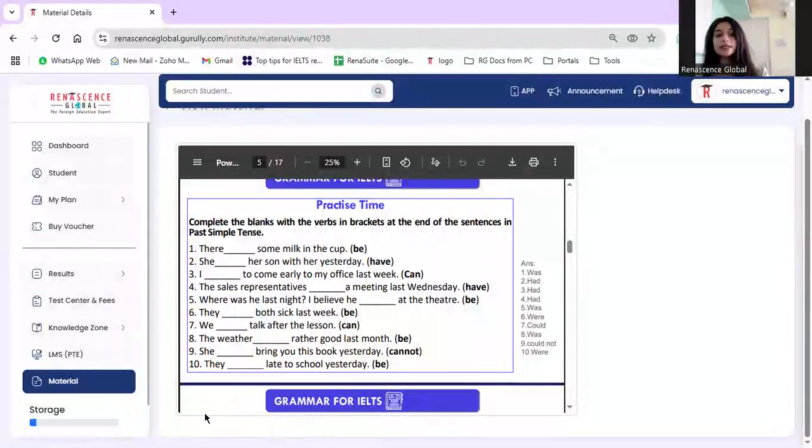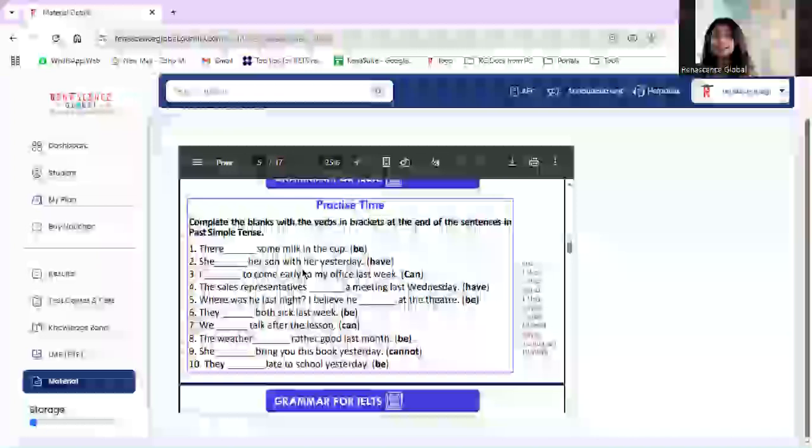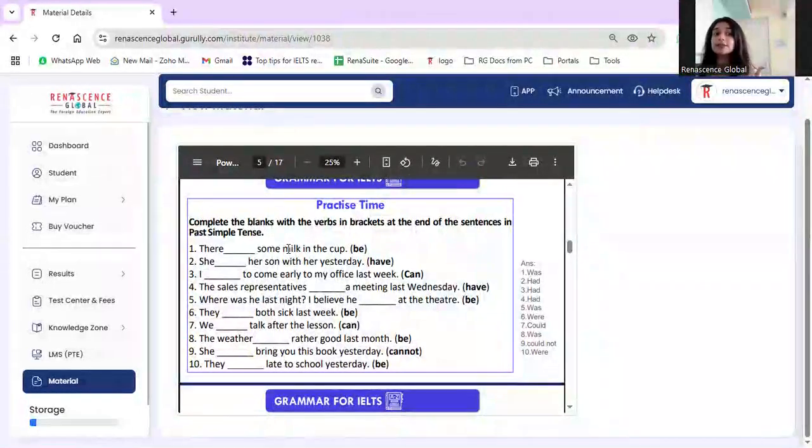So this is how we do. Whenever we are using any sort of modals or any sort of verbs in the sentences, we need to make sure in what tense the particular sentence is. Is it a past tense, present tense, or a future tense?